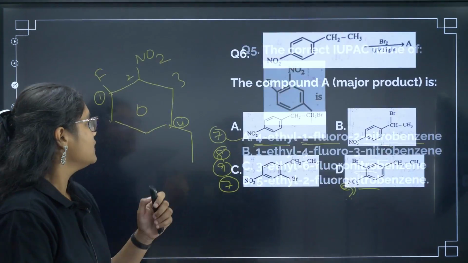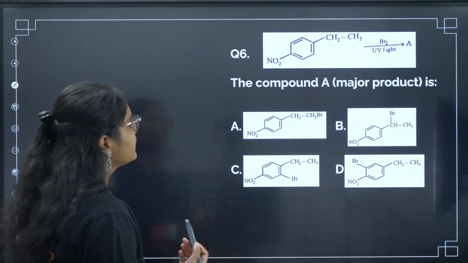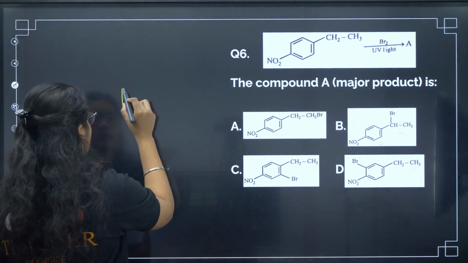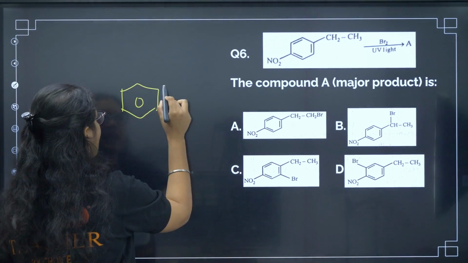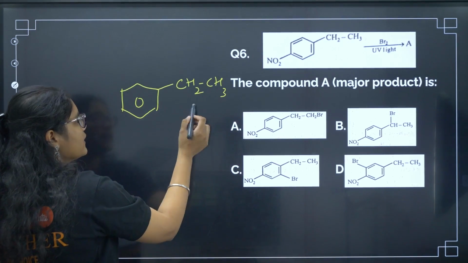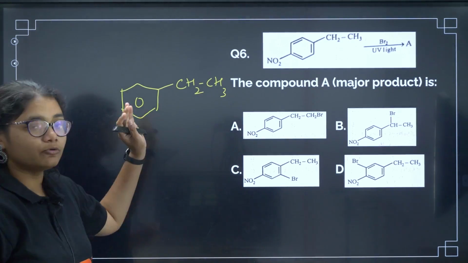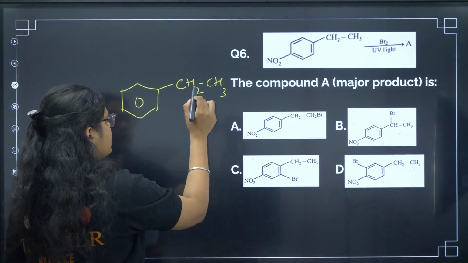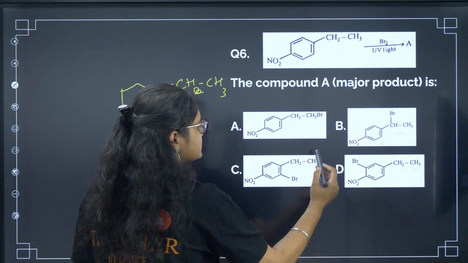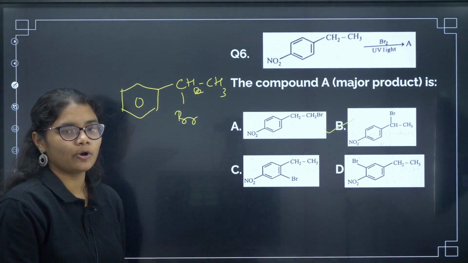Okay, that is why. Next question, Br2 with UV light. You have been treating this, so you know this one. Br2 with UV light will add bromine to the hydrocarbon part, not to the benzene ring. And here also it will add to the more stable part. So this hydrogen will be replaced with bromine. So this option is wrong, this option is correct. So the correct answer for this question will be option number B.